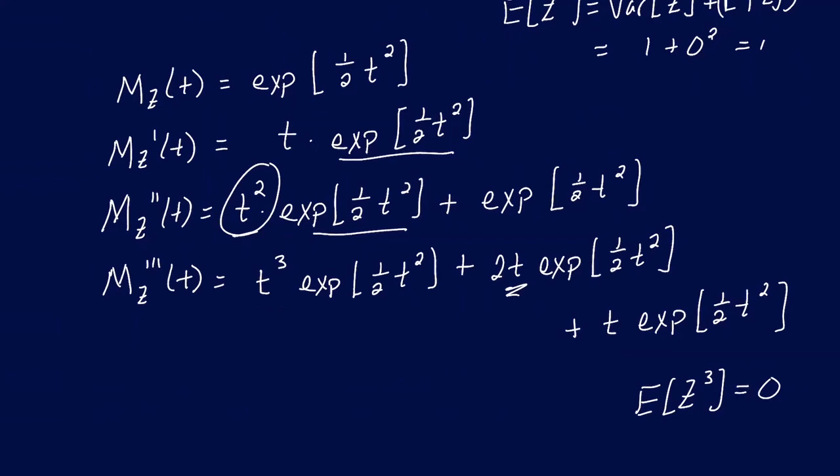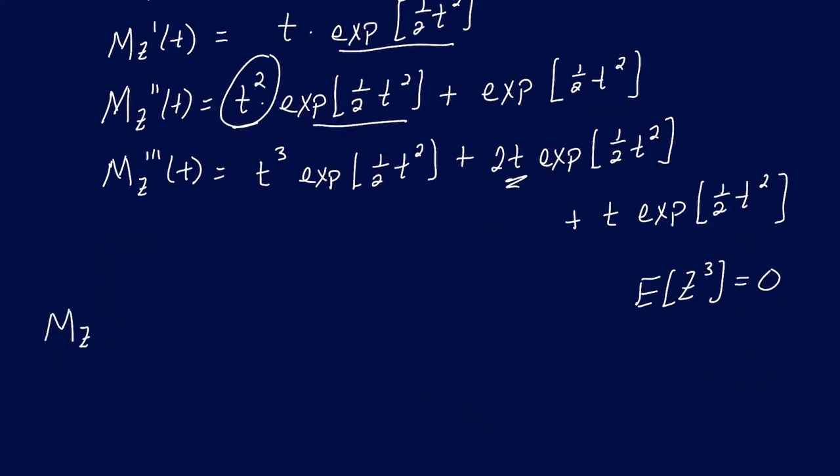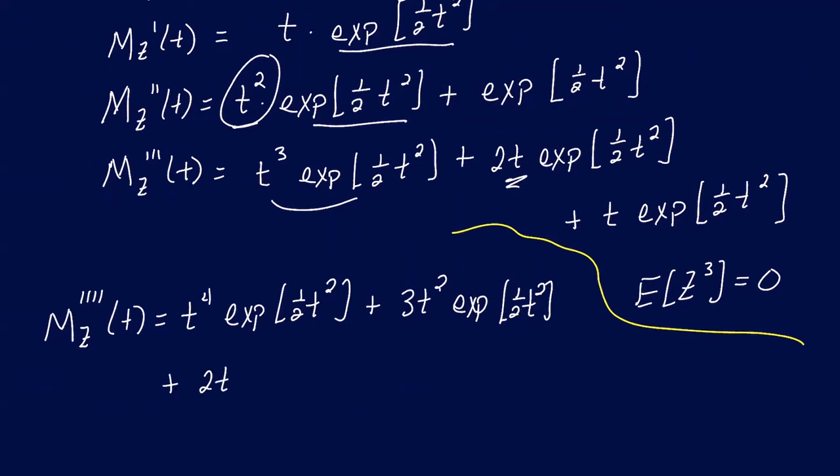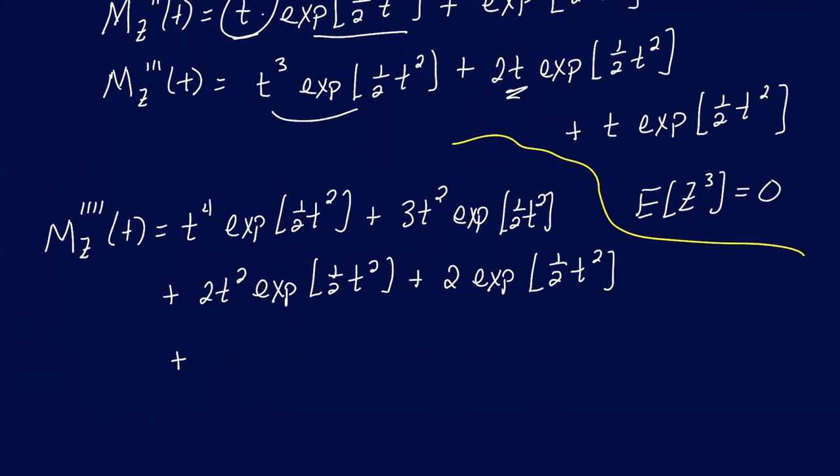One more derivative. I'm going to use 4 primes. Product rule here, I get t to the 4th e to the 1/2 t squared plus 3t squared e to the 1/2 t squared. I'm now going to move into this term, product rule that. And finally, I'm going to product rule this last guy over here.